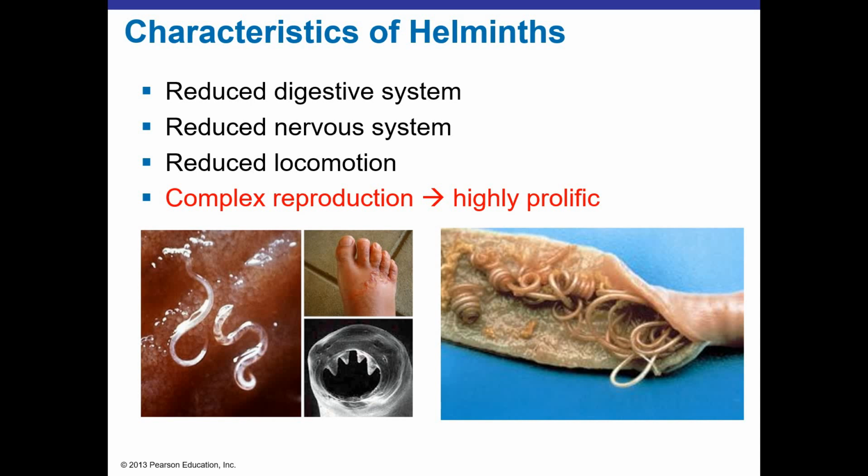They don't really need to sense their environment that much. They don't have to find food. They don't have to defend themselves. They just try to get from host to host and be able to reproduce. Because they are usually being passed from host to host, they also have reduced locomotion. So all these systems are reduced, but in contrast, their reproduction is highly prolific. So they have very complex reproduction and life cycles that we're going to talk about.